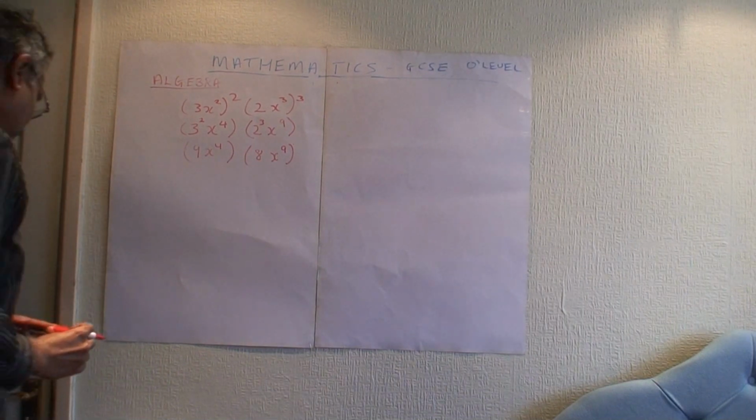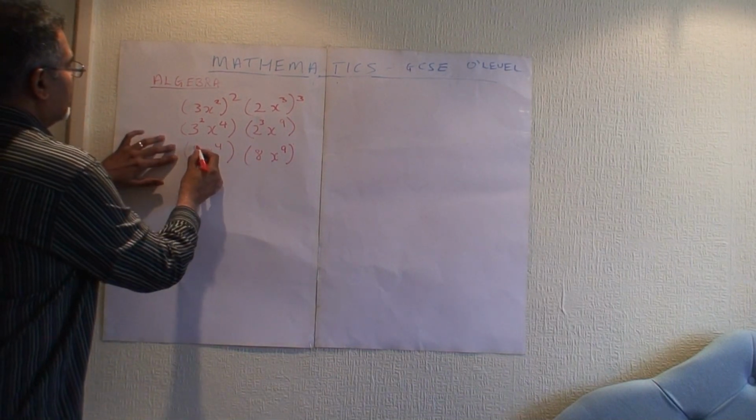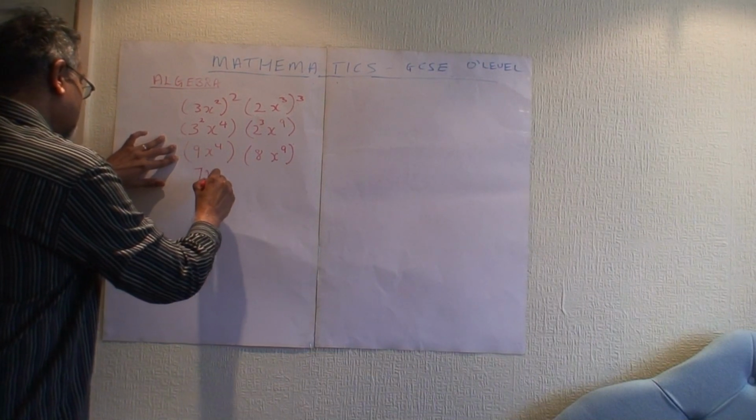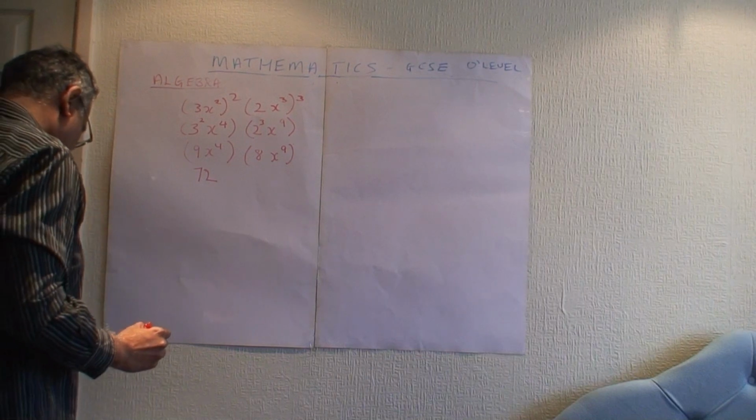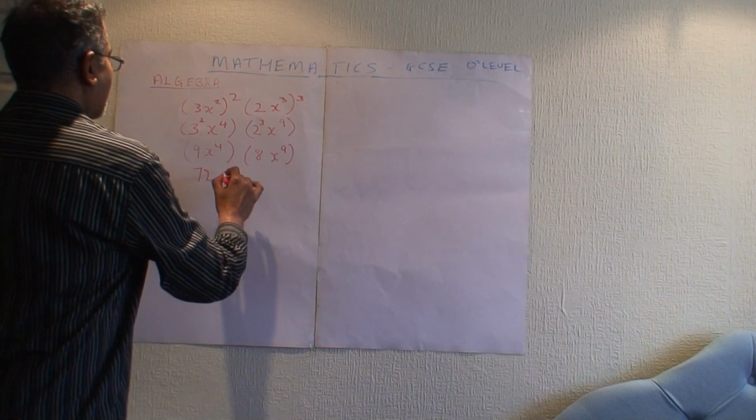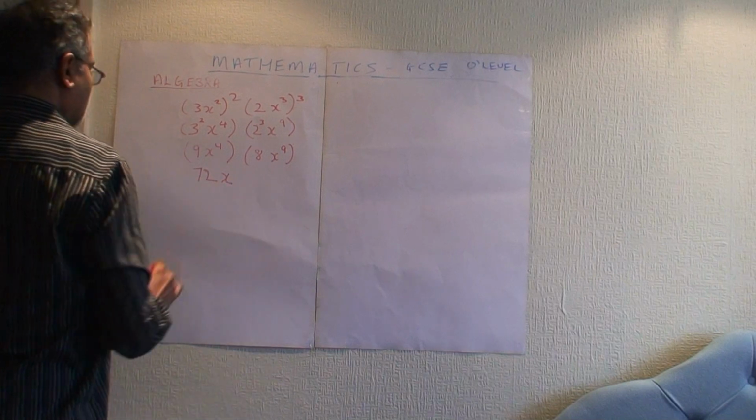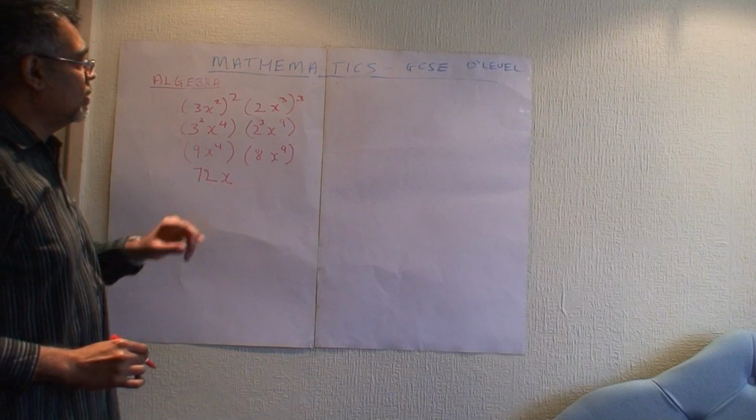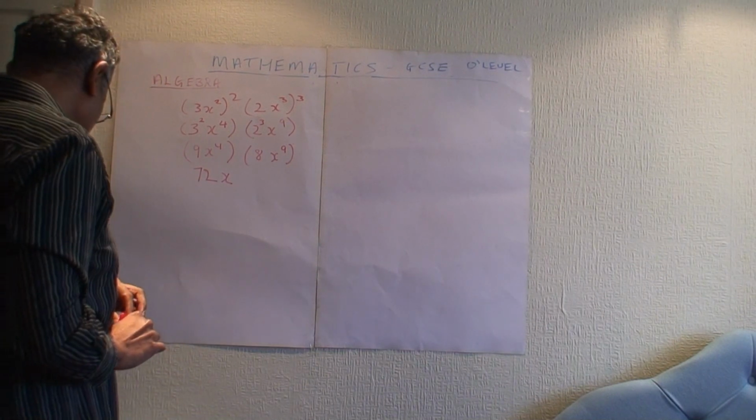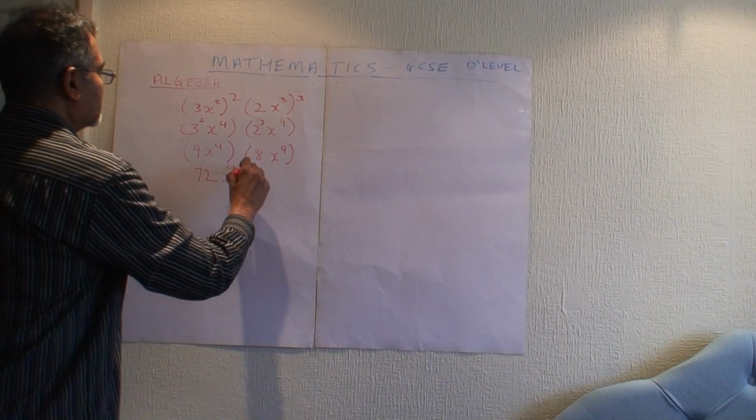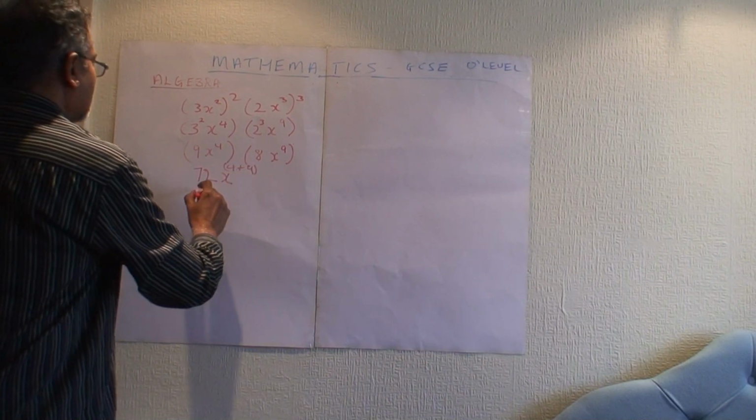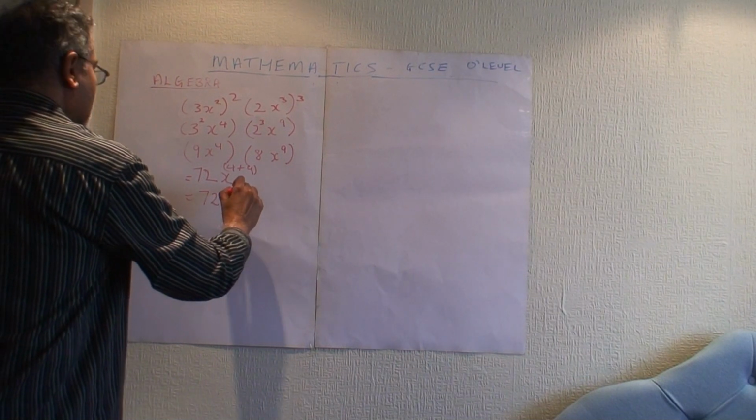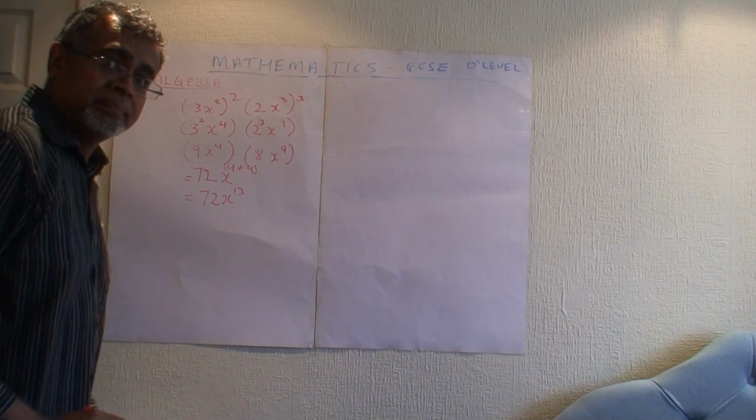So what we do, we multiply 9 by 8. That is 72. Okay. 72x. But we add the powers here. Okay. We add the 4 plus 9. Okay. So that works out as 72 x to the power of 13.